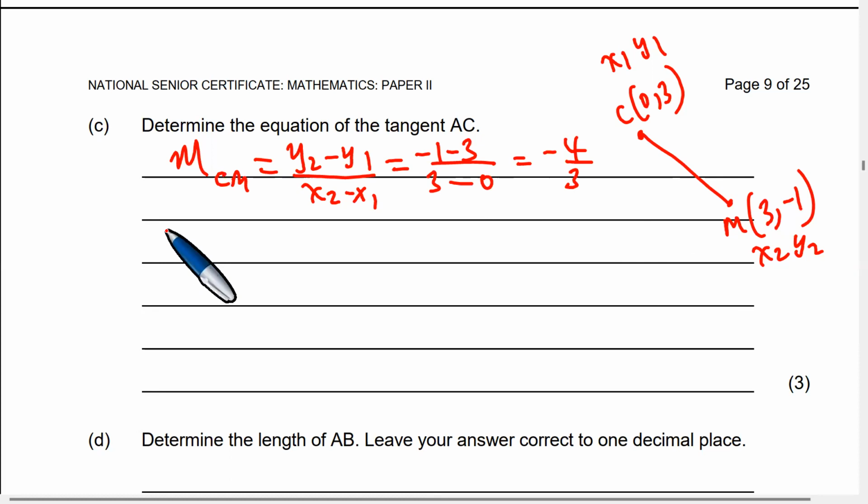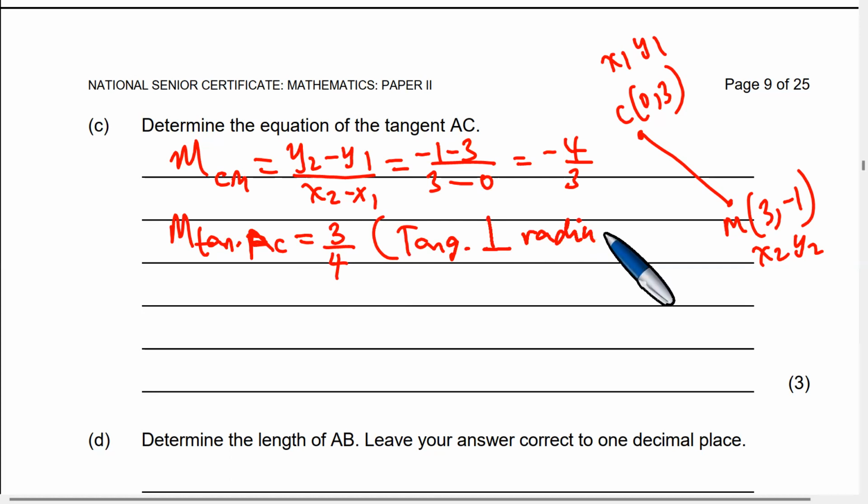Right. So now we just need the gradient of the tangent. The tangent, you can say the tangent AC. What is the gradient of the tangent AC? It is 3/4. The gradient of the tangent AC is 3/4. Why? Because this one is a radius, and a tangent is always perpendicular to a radius at the point of contact.